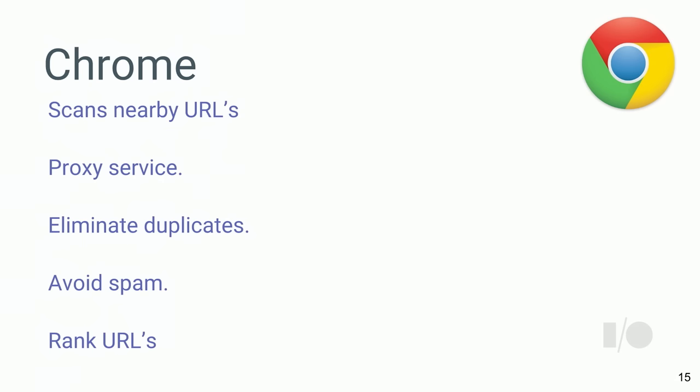Now, the scanning is done in the background in a very efficient manner. It doesn't drain the battery of your mobile device. And once the proxy server has processed all these URLs, they are sent back to Chrome, and then Chrome makes a notification out of that. Other browser vendors are also working on their own scanners to do something similar.